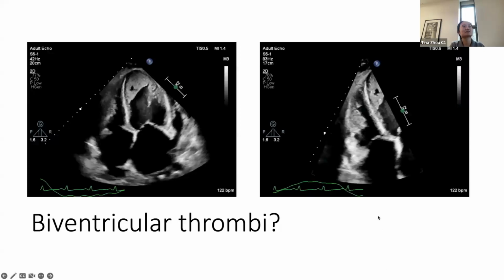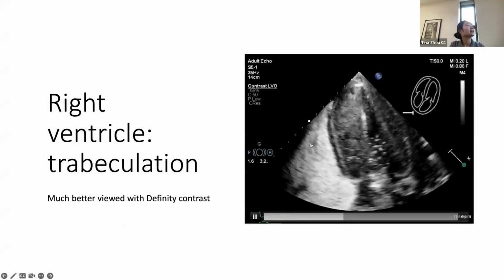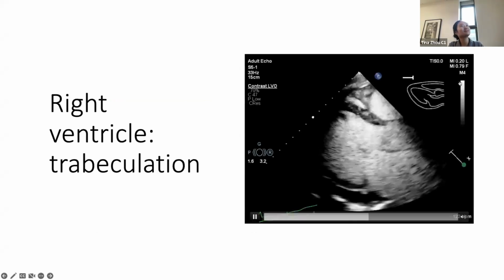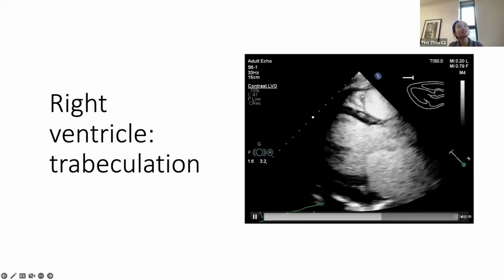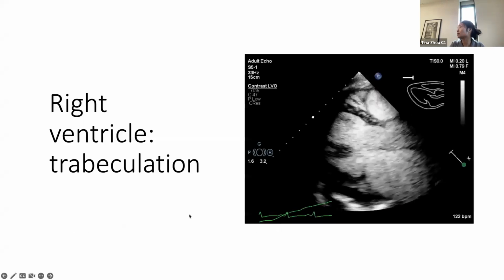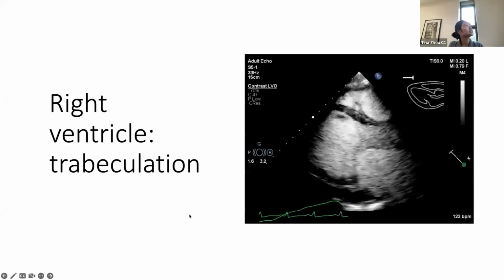Pretty much everyone I've talked to who saw the initial echo thought so, but as you put in some Definity, you can see that it's actually trabeculation. I'm not sponsored by Definity, but they definitely make the images look better. Here's another view, parasternal long, and you can see the right ventricle here is just very heavy trabeculation. But it certainly can be mistaken for thrombi in the right clinical context. I wouldn't be surprised if this patient were to have it.